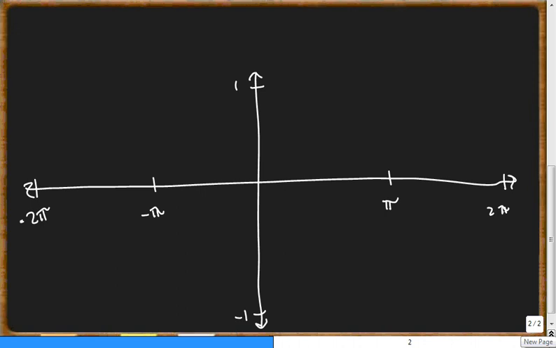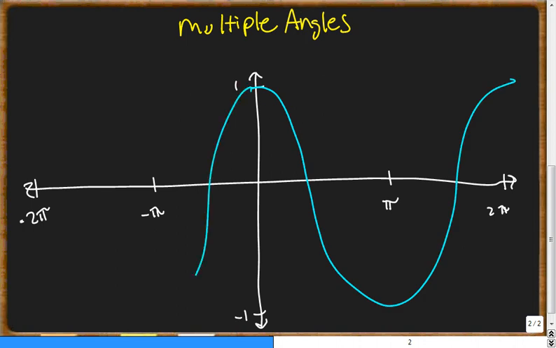Now, let's say we had something with multiple angles. How does this differ? This is interesting. Let's say we take the same thing for cosine. So cosine, we said, was like this. Well, what if I did the cosine of 2x?